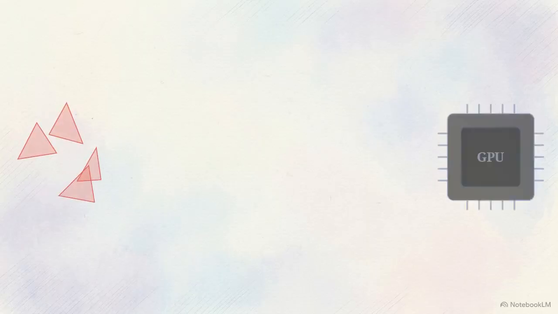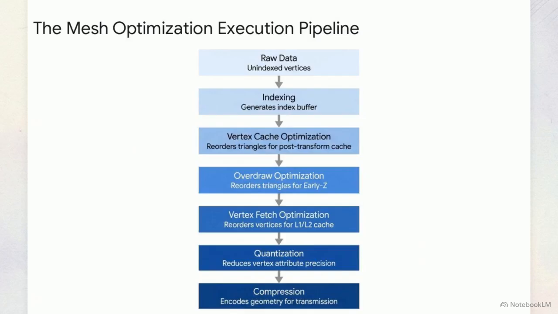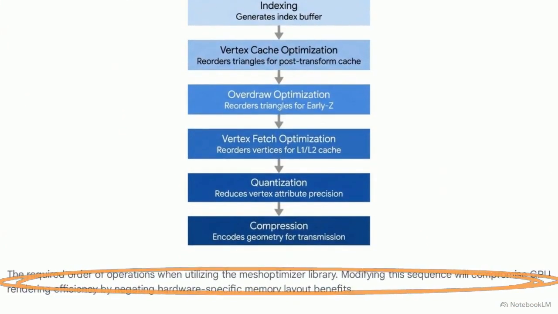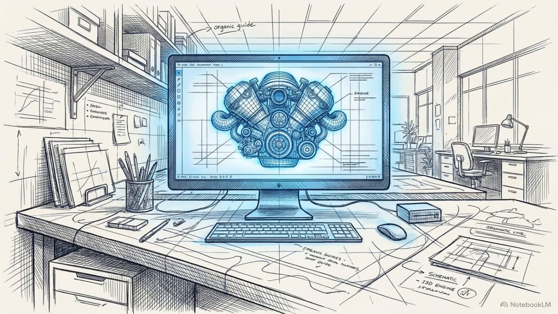Geometry conditioning is not a random collection of optional toggles. It requires a strictly ordered mathematical pipeline to successfully format data for the GPU. This flowchart details the definitive optimization sequence. The data must flow methodically from vertex unification and indexing all the way through to final compression. Executing these algorithms out of sequence overwrites or entirely negates the hardware-specific memory layouts established in the previous steps. Mastering this exact execution sequence is the baseline requirement for engineering high-performance rendering architectures today.